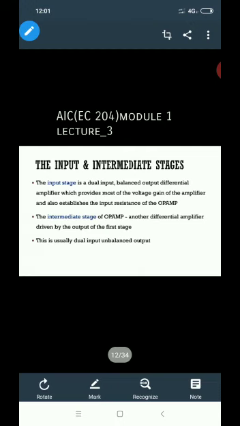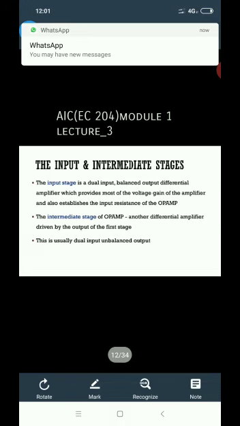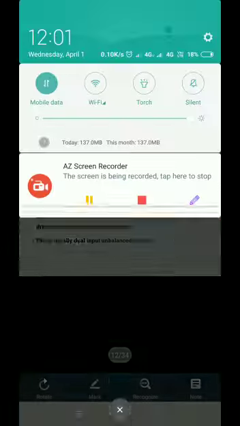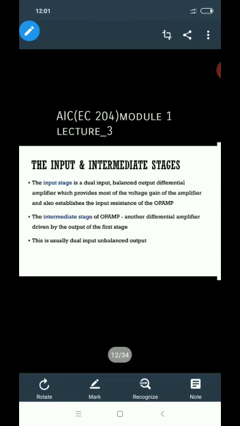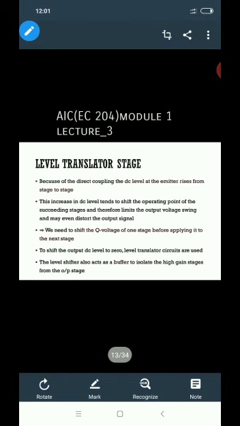The intermediate stage of the op-amp is another differential amplifier driven by the output of the first stage. This is usually a dual input unbalanced output differential amplifier. The second stage, the intermediate stage, contains a dual input unbalanced output differential amplifier. Now the third stage, that is the level translator stage.